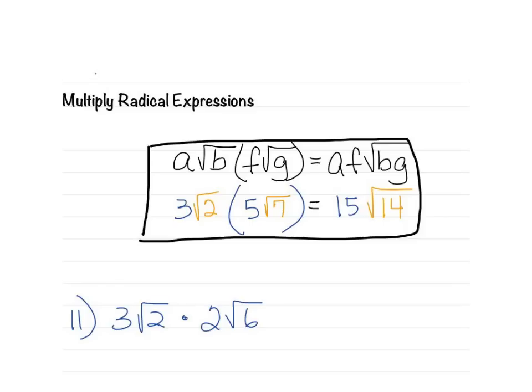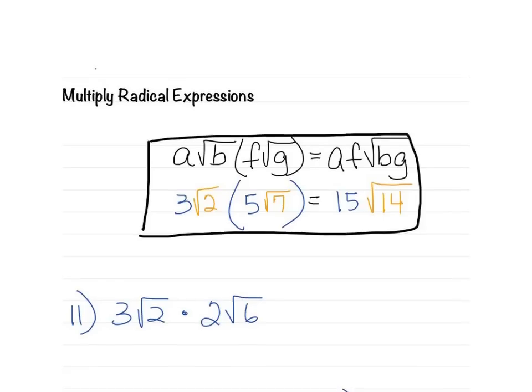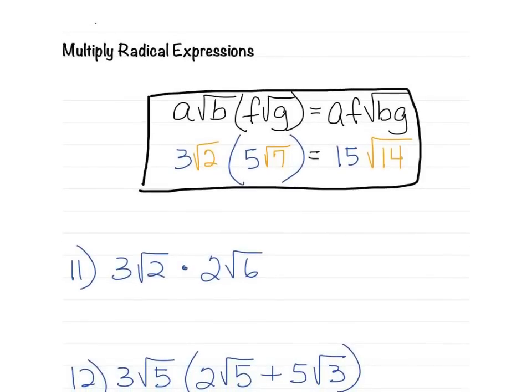Okay, let's move on to multiplying radical expressions. Here's the rule for multiplying radical expressions. If I have a radical b times f radical g, what I do is I multiply the coefficients together. A times f is af, and then I'll multiply the radicands together and place them under one combined radical symbol. So a times f is af, and then b times g is bg.